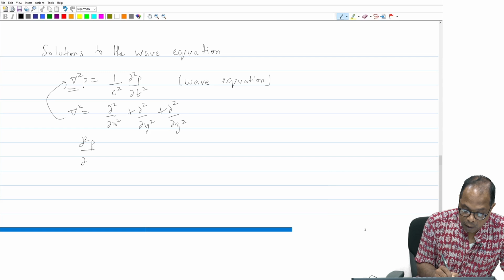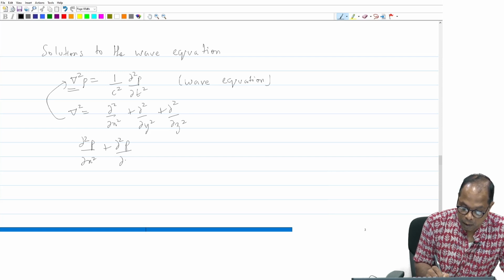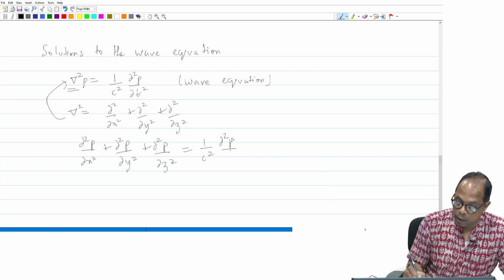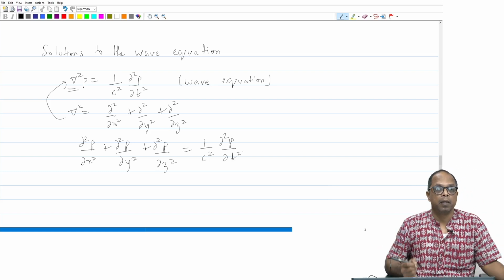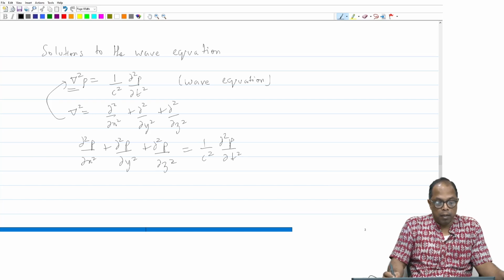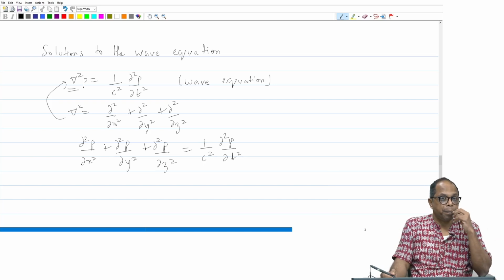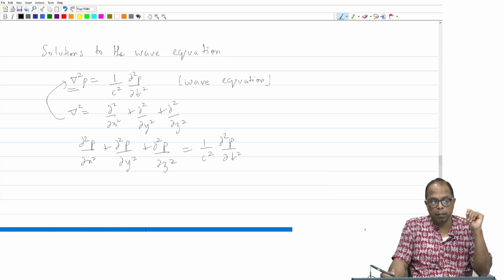So, I plug this in to here, I will get d square p divided by dx square partial plus d square p divided by dy square partial plus d square p by dz square partial equals 1 by c square d square p divided by dt square partial. Now, let us simplify this.